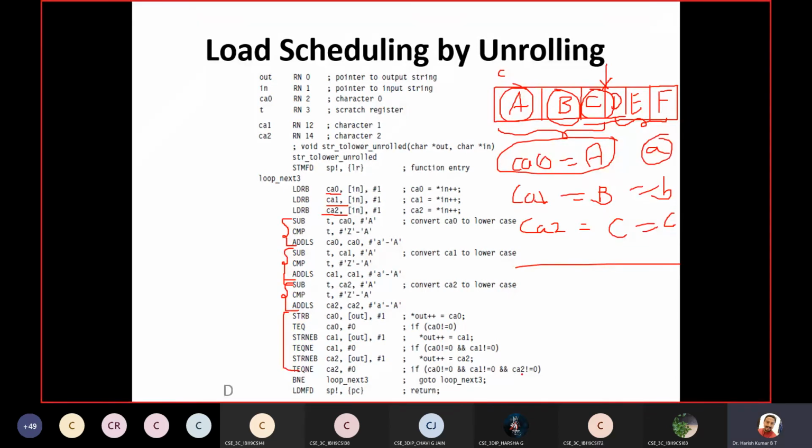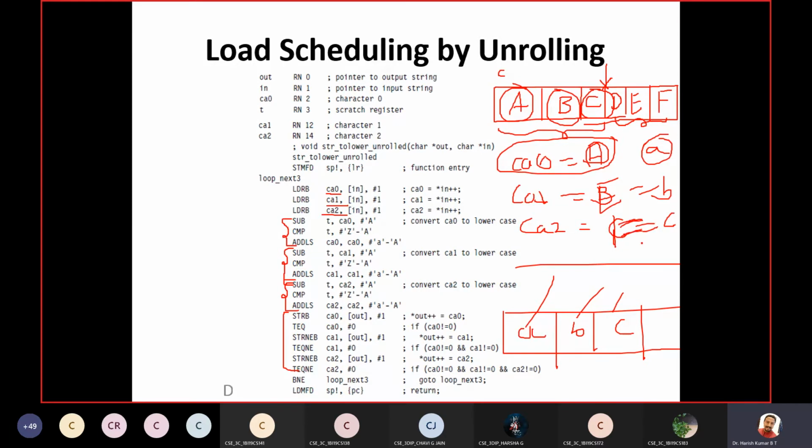Now I'm taking this a and storing it into the memory location where out is pointing, and then b, and then c. Next we have written b and a. Without writing this b and a, how many iterations did we do? 3, 1, 2, 3. 3 characters are converted. Now I have the b and a, where it goes? Back here. Now CA0 gets loaded with D, this gets loaded with E, and this gets loaded with F.